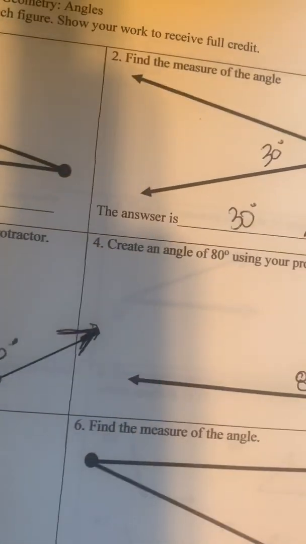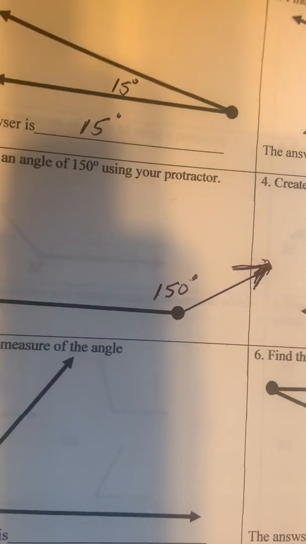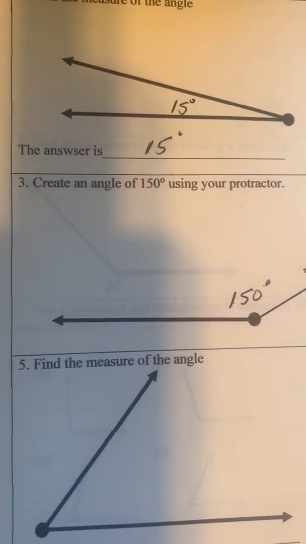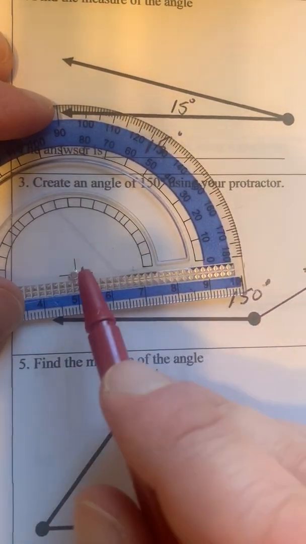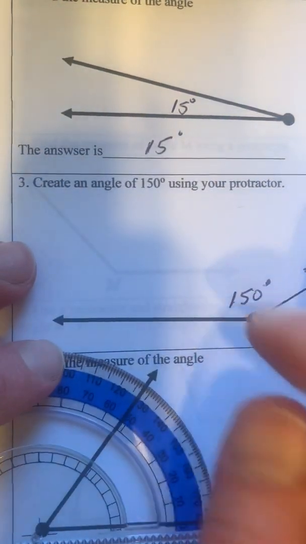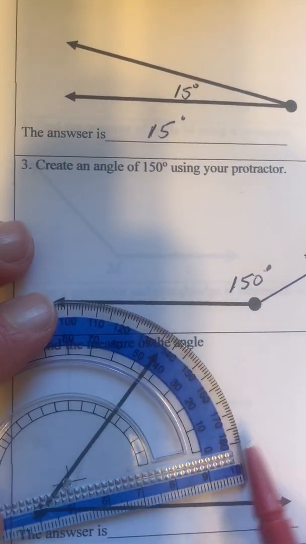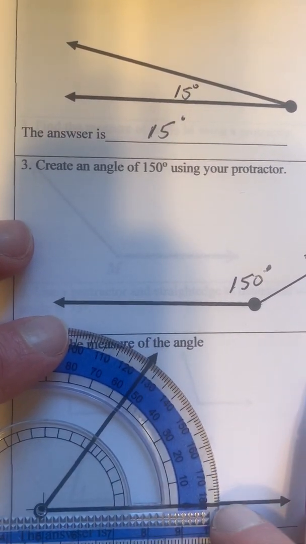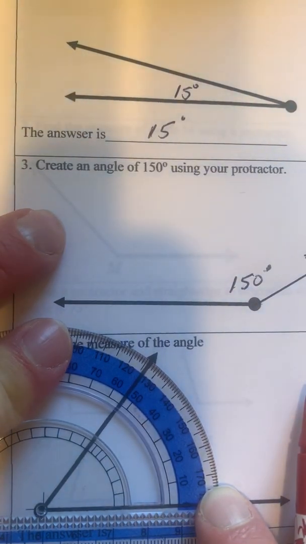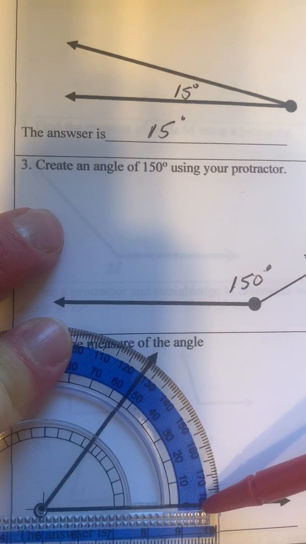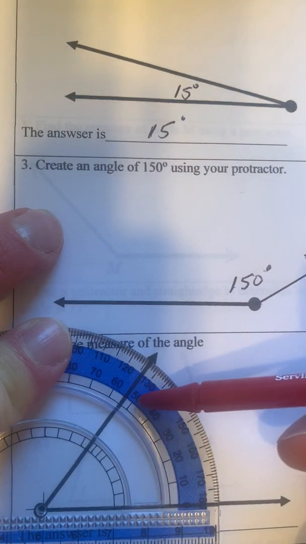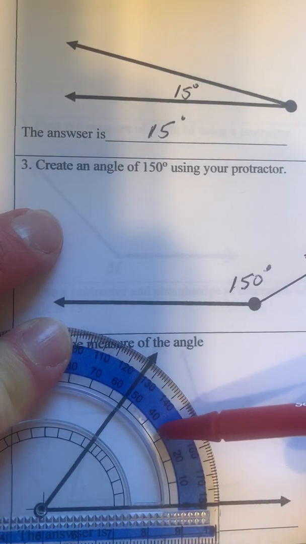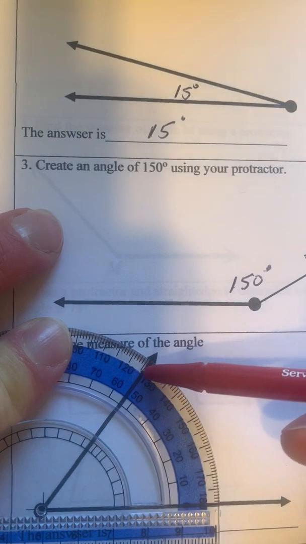All right, now over here, this is question number 5. It says find the measure of the angle. Now this time it's opening to the right. Remember, this is your center. It's got to go on the vertex. This other part here has got to go on 0. And then you're going to measure. And then this one right here, you're going to go up. This is 10, 20, 30, 40, 50. Now remember, it's opening to the right. We always have to start with 0. So we're going to use the inside numbers, and you're going to go up to about, it looks like 54.